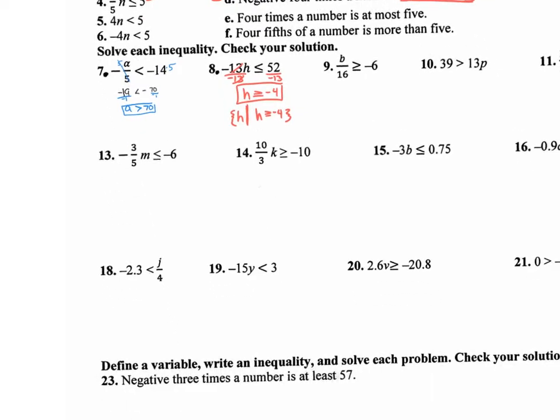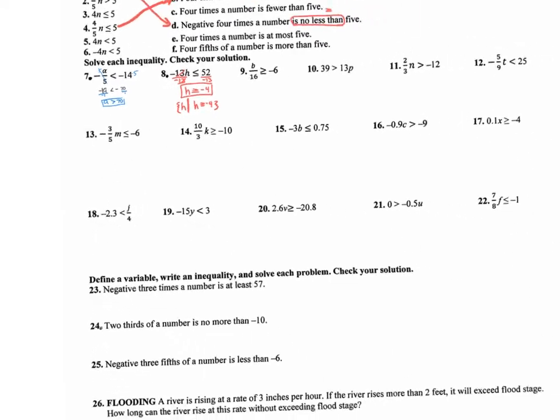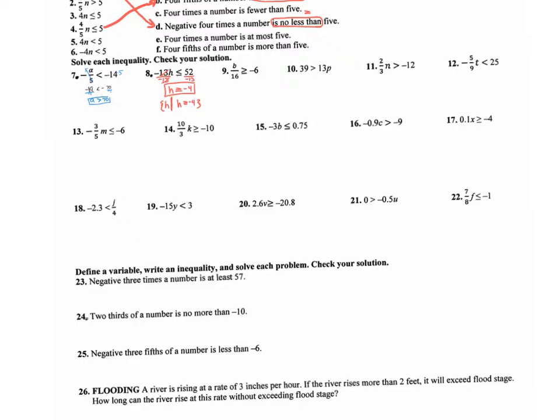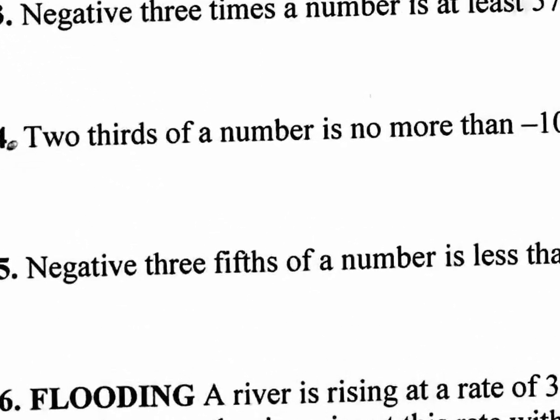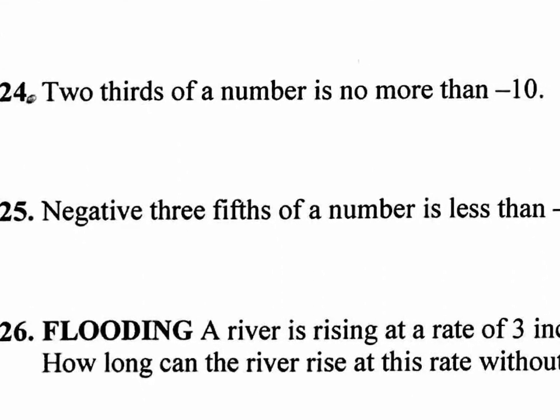Might as well keep going. Let's see, which other one? Should we jump to a word problem? Sure. Okay, pick one. 23, 20, let's go 24. 24. 2/3 of a number is no more than -10. Well, let's start writing that. 2/3, that's a fraction, 2/3 of a number, that's x or n or whatever variable you want to use, is no more than -10.